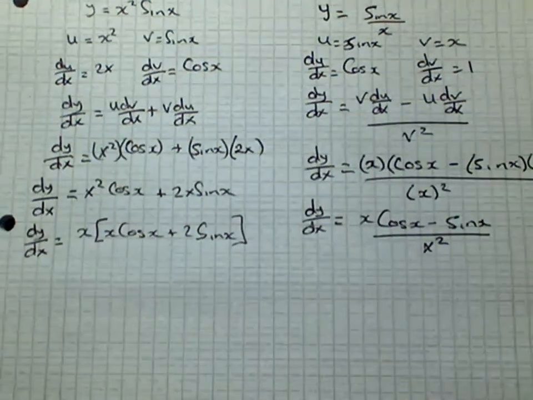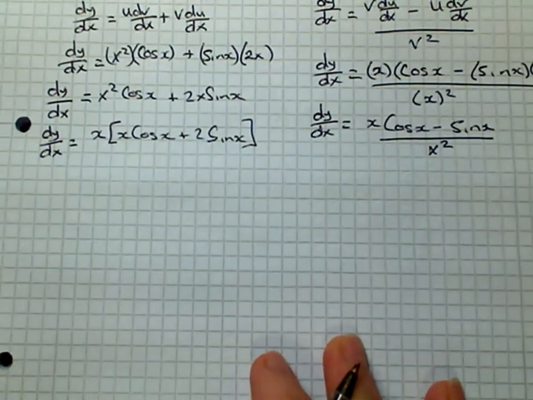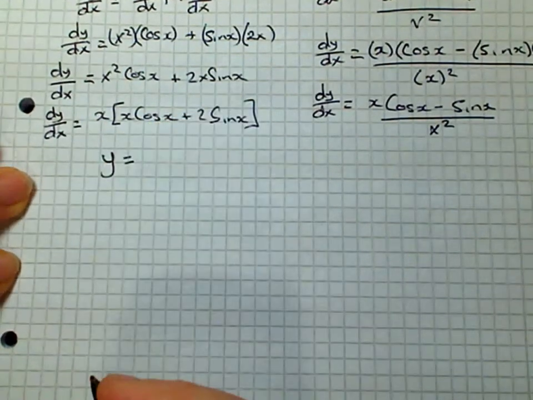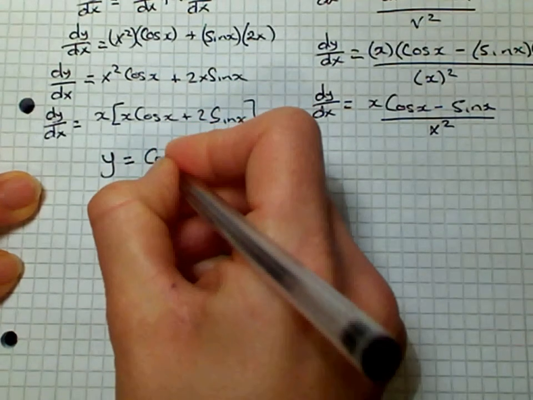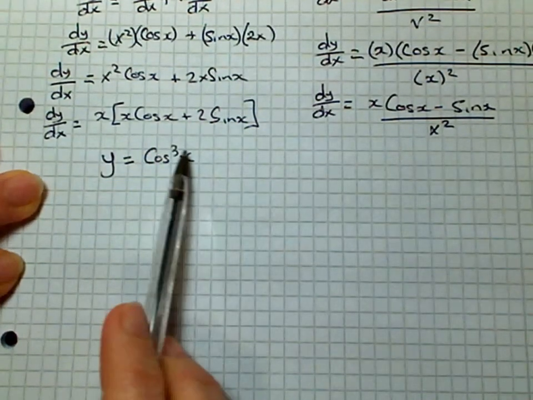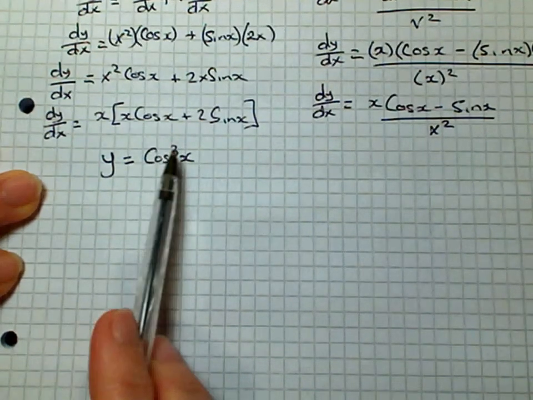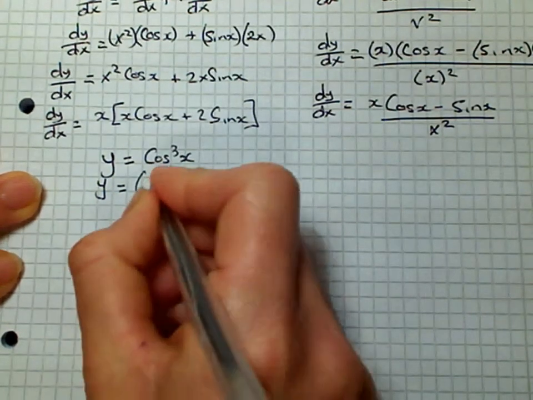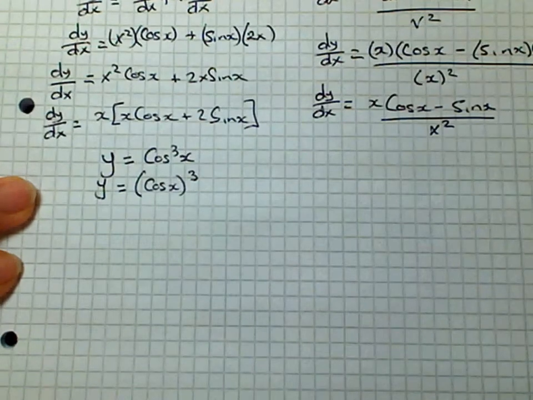Now the next example, which is quite common when differentiating trigonometric functions, is the use of the chain rule. It's used quite a lot with trig functions. So a simple example would be if you had something like cosine cubed of x. Now if you look at it closely there, the power is on the cosine, not on the x. So I would advise that to be written as the cosine of x all to the power of 3.